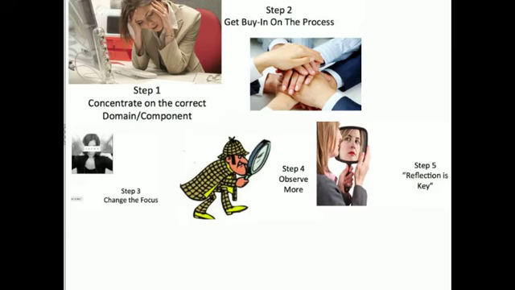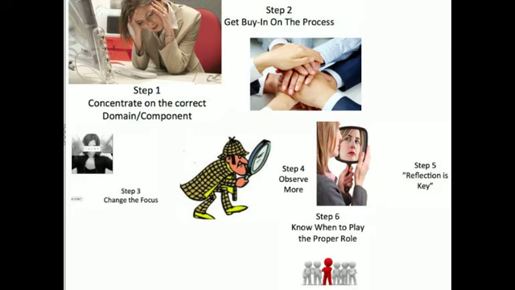Step 5 is reflection is the key. This is the concept that after each observation, the evaluator needs to talk face-to-face with the teacher and have the teacher reflect on their own performance. And this also gives the evaluator the opportunity to ask focused, reflective questions to improve the teacher's performance.